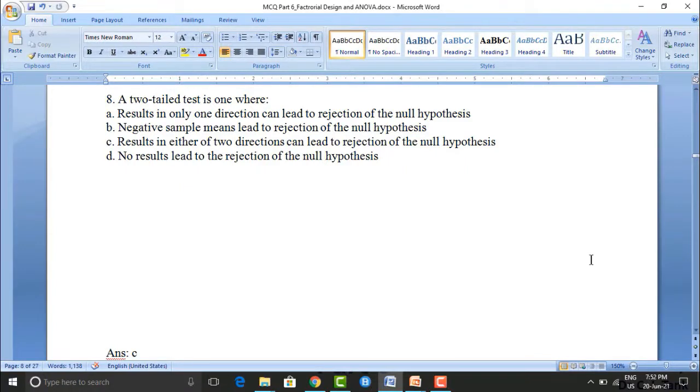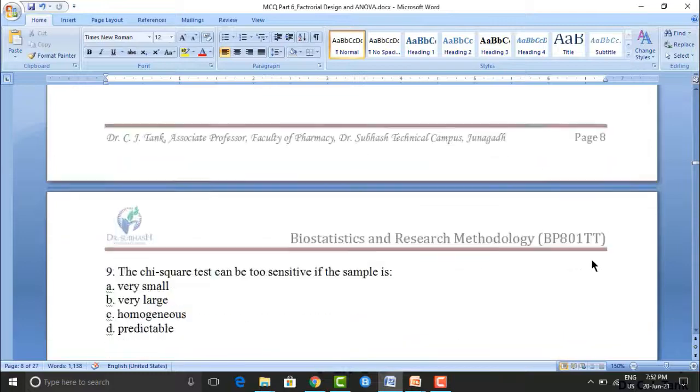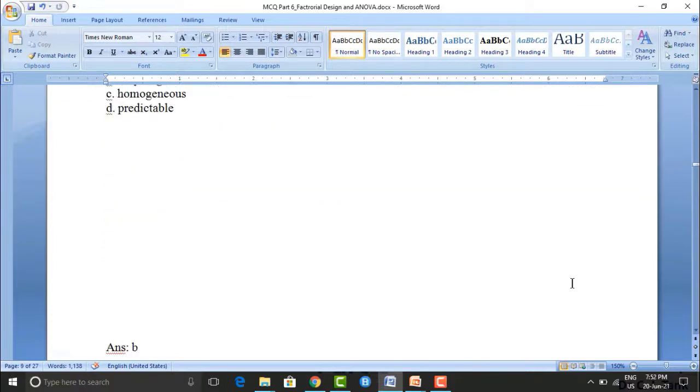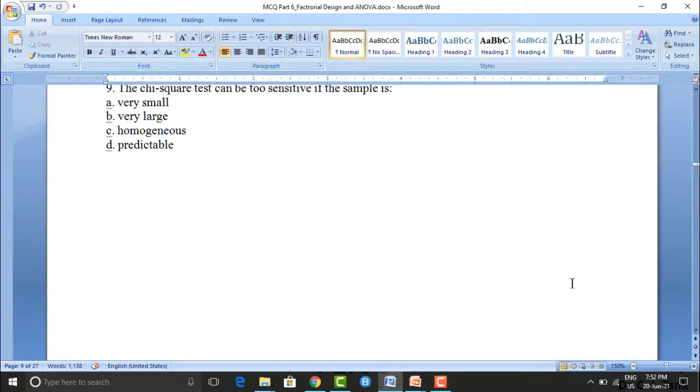the null hypothesis. The next question, the chi-square test can be too sensitive if the sample is option A, very small, option B, very large, option C, homogeneous, option D, predictable. The correct answer for this question, that is option B, that is very large.